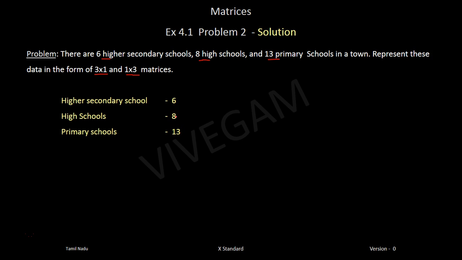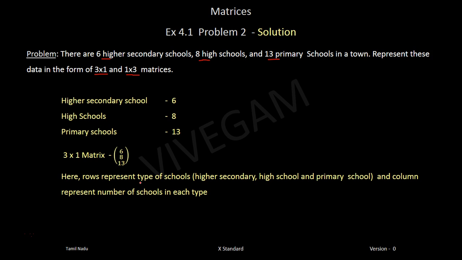So this is a 3 by 1 matrix, 6, 8, 13, representing this information, where the rows represent the type of school, that is higher secondary school, high school and primary school, and the column represents the number of schools. Okay. So now if you want to find the number of higher secondary schools, it is first row and first column, that is 6.